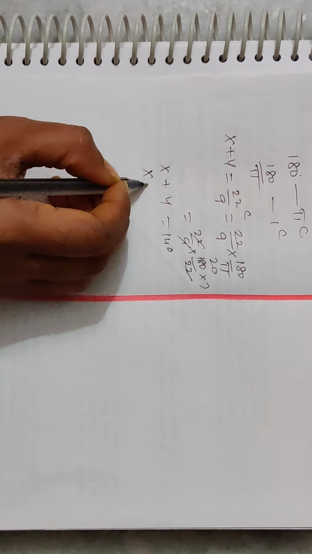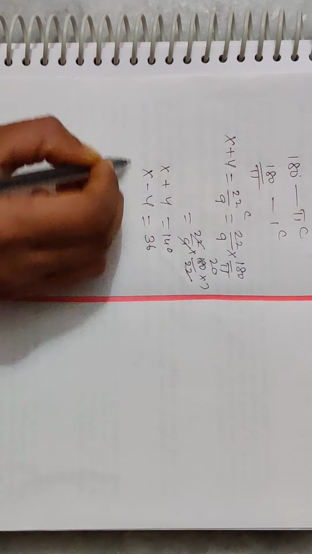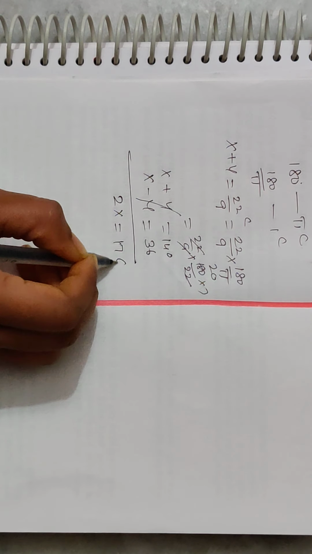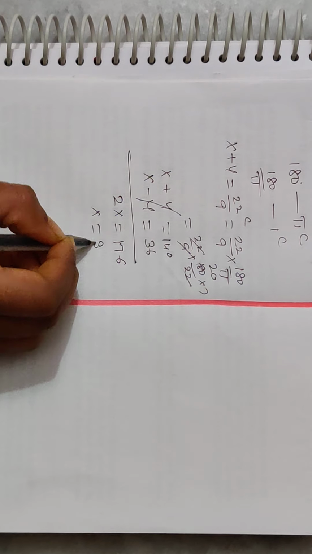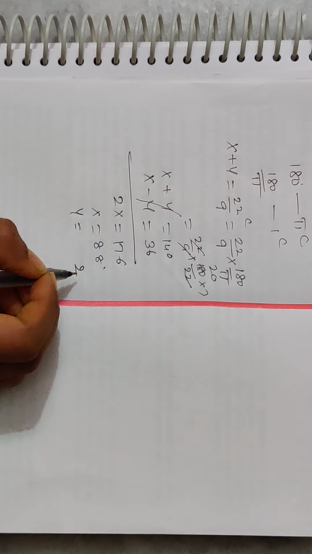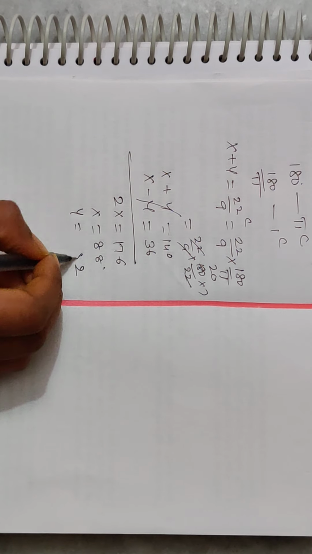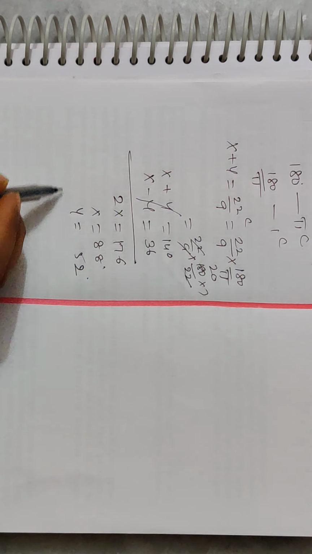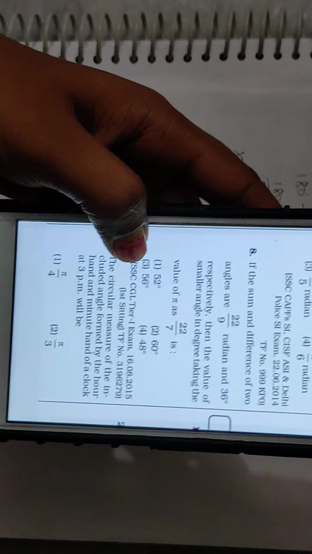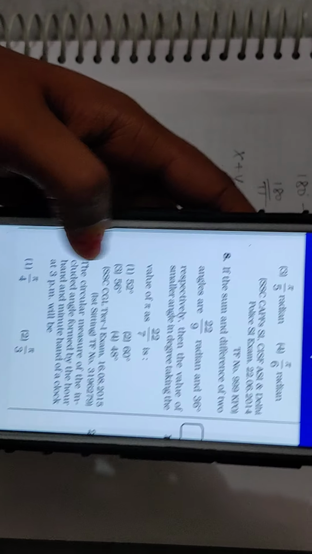Next, x minus y is 36 degrees. Directly adding, 2x is 176, so x is 88 degrees and y is 52 degrees. So the smallest angle is 52 degrees. So see in the options, it is option 1.